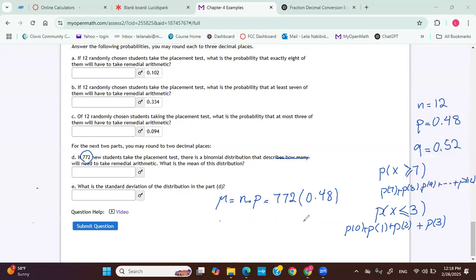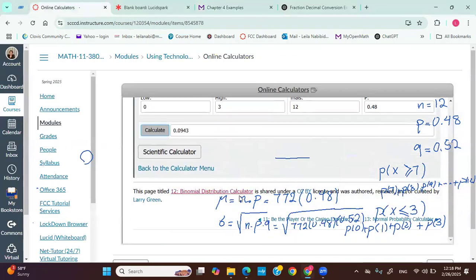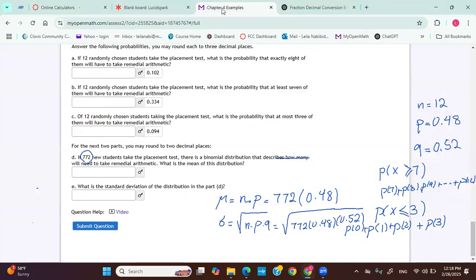It also asks for the standard deviation. The standard deviation of every binomial distribution is the square root of n times p times q. So you need to multiply 772 by 0.48 and by 0.52 and then take the square root to find the answer. For these two parts, make sure to use the formulas, because I don't think we have any online calculators for that. Okay? Bye.